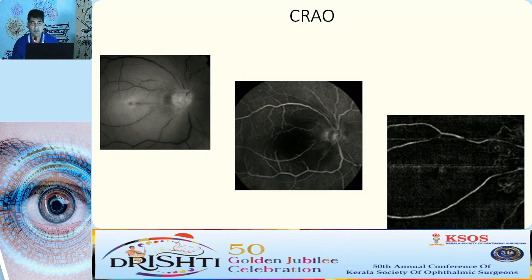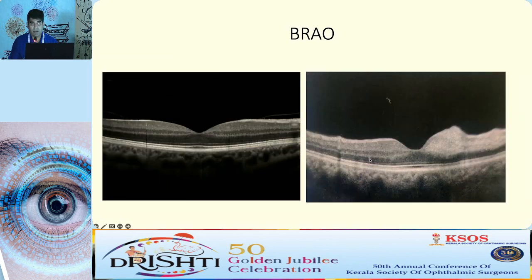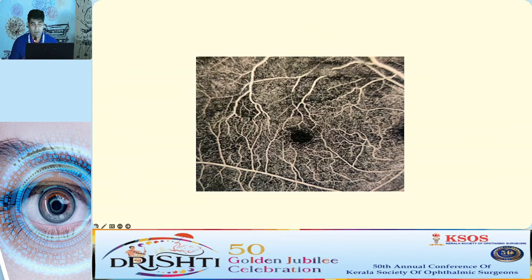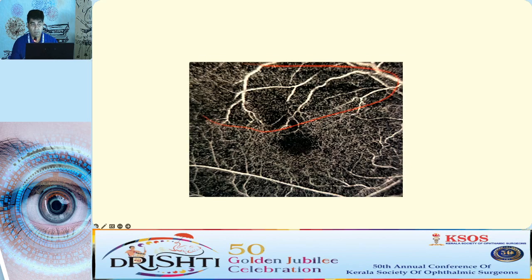Now this is a patient with central retinal artery occlusion, and the fluorescein angiogram shows the macular ischemia, and the same thing is picked up in OCTA. There's another patient with branch retinal arterial occlusion, and as you can see here, there is a hyperreflective lesion in the OCT in the superior macula. And when you look at the superficial capillary plexus, there is a hypoperfusion in this area, and also in the deep capillary plexus you can see there is a hypoperfusion. So all these can be picked up in OCT angiography.